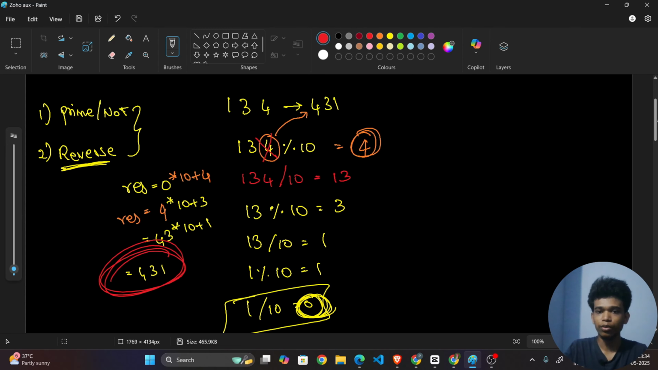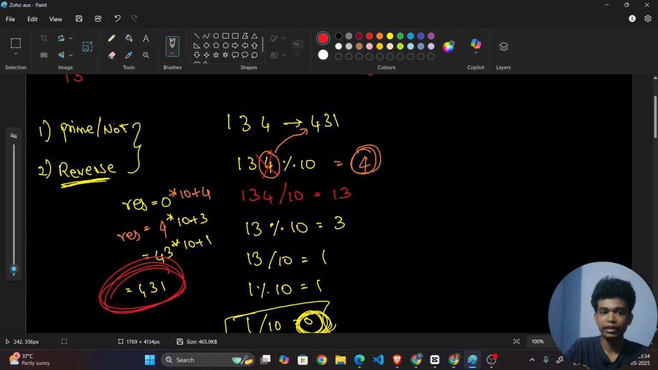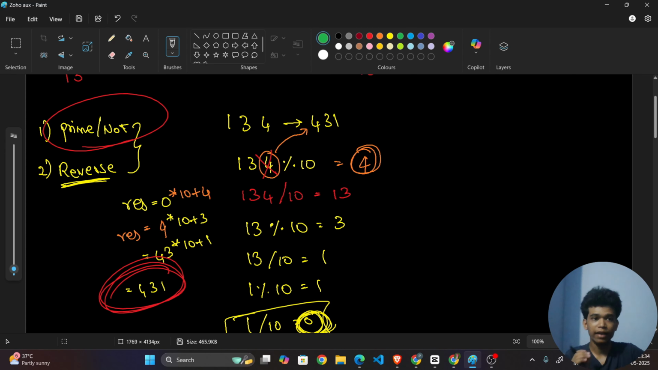Now we want to go with the next logic, which is the prime number. How to find whether the given number is prime or not? What is meant by a prime number? It doesn't have any factors except 1 and itself. So for example, 7, 11. In 7, apart from 7 and 1, there are no numbers that can divide 7. 2 cannot divide, 3 cannot divide.